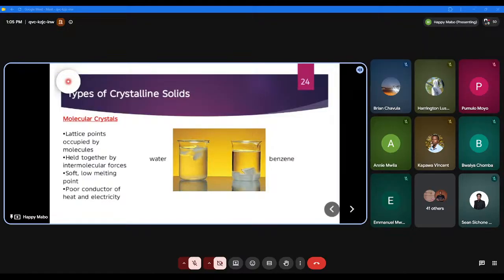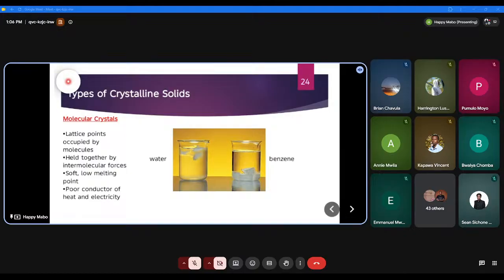When you compare the electroconductivity with the ionic crystals, which we did talk about, you're going to see that these ones do not have ions in them. Because they have got no ions in them and they've got no free electrons in them, they do not conduct electricity. In other words, they are poor conductors of electricity.